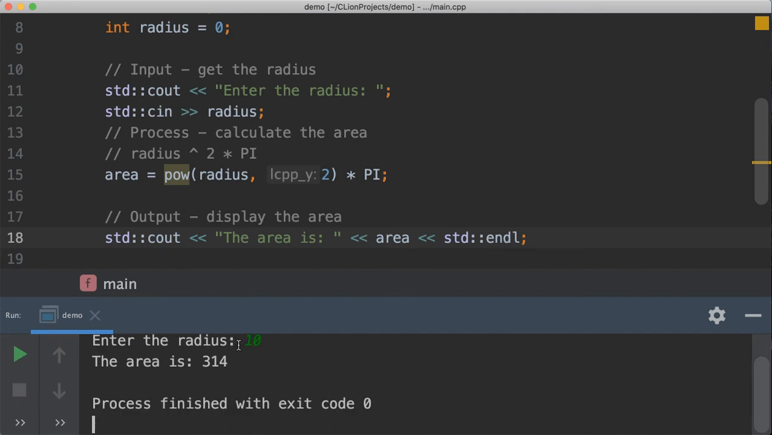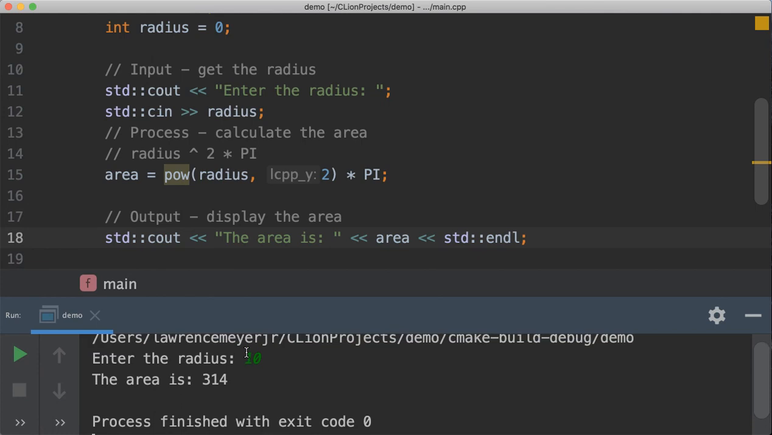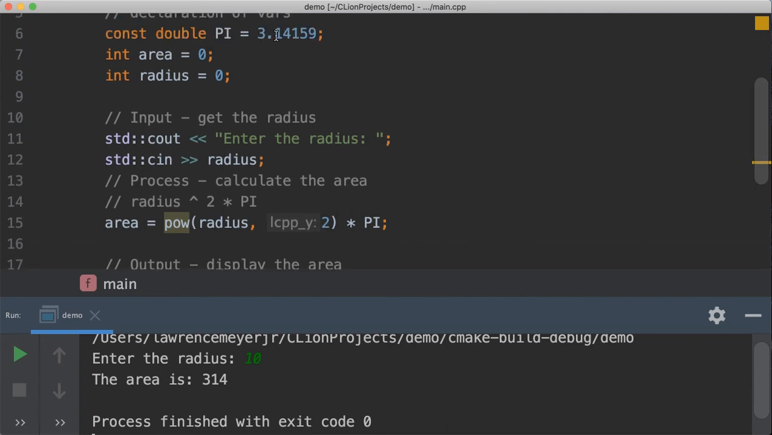Now this is an interesting question for you. To think back, I think we talked about this. If not, we will now. 10 raised to the power of 2 is 100. 100 times 3.14159 should be 314.159. What happened to the 0.159?